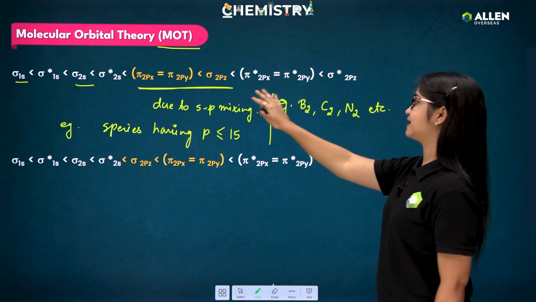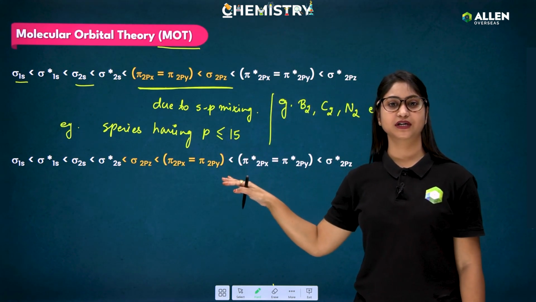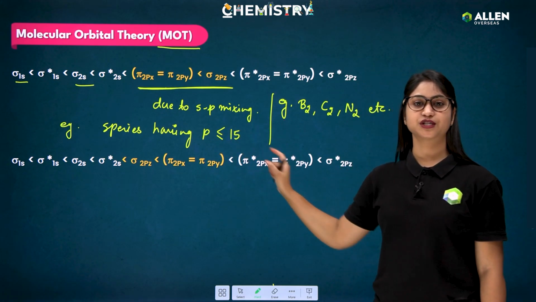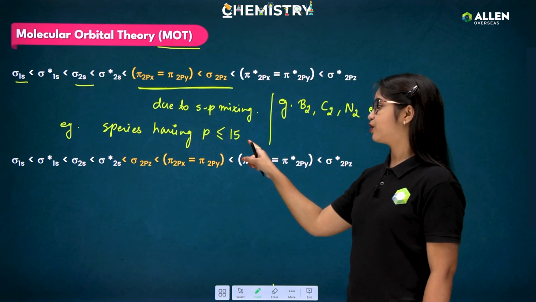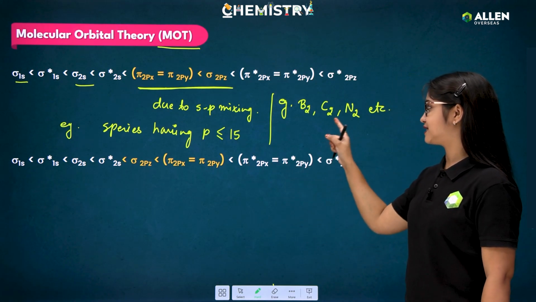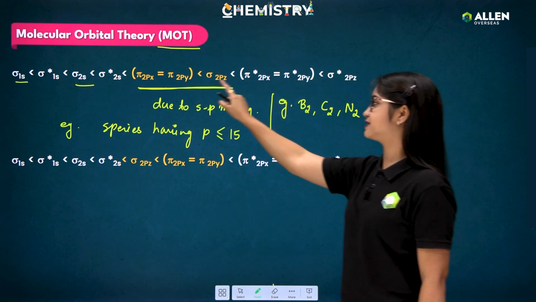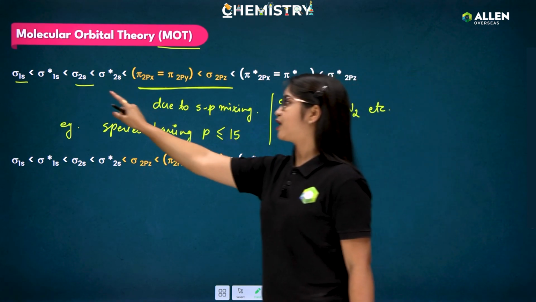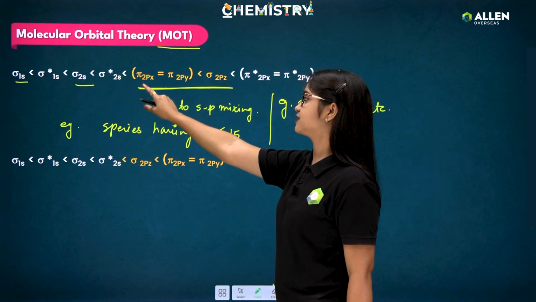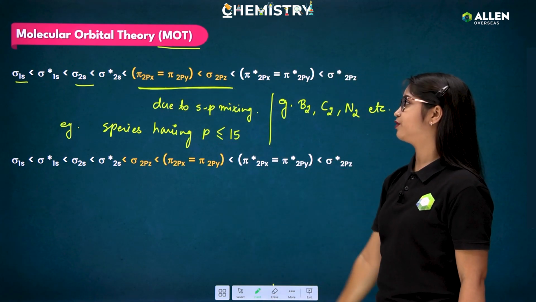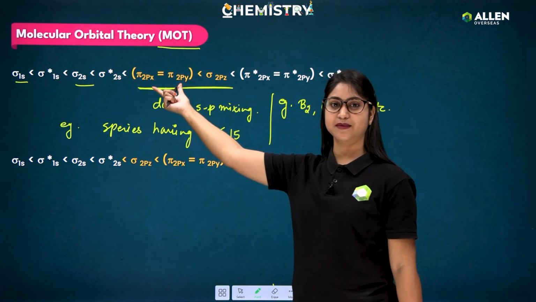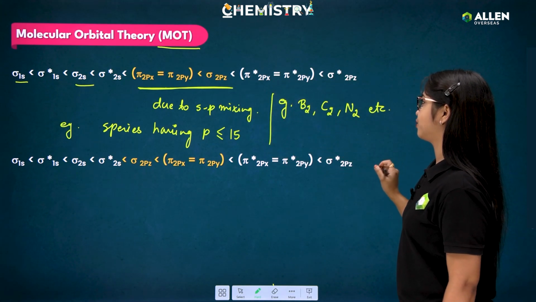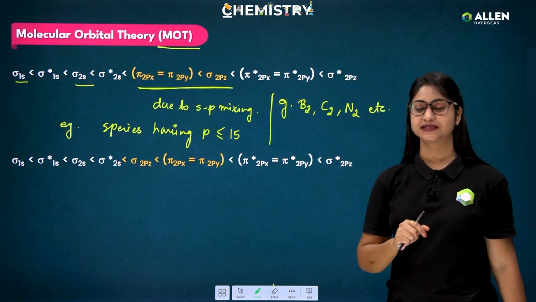So this energy order is applicable for diatomic molecules having protons less than or equal to 15, for example B2, C2, N2, etc. This is the order we get due to sp mixing: sigma 1s, sigma star 1s, sigma 2s, sigma star 2s, pi 2px equal to pi 2py, where equal means they have the same energy, then sigma 2pz, then pi star 2px, pi star 2py, and last sigma star 2pz.